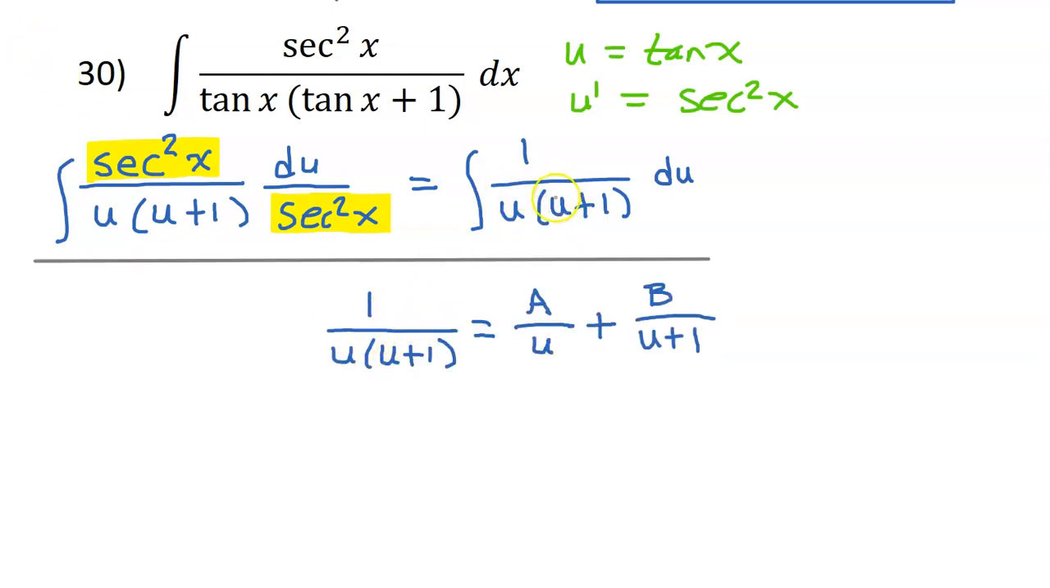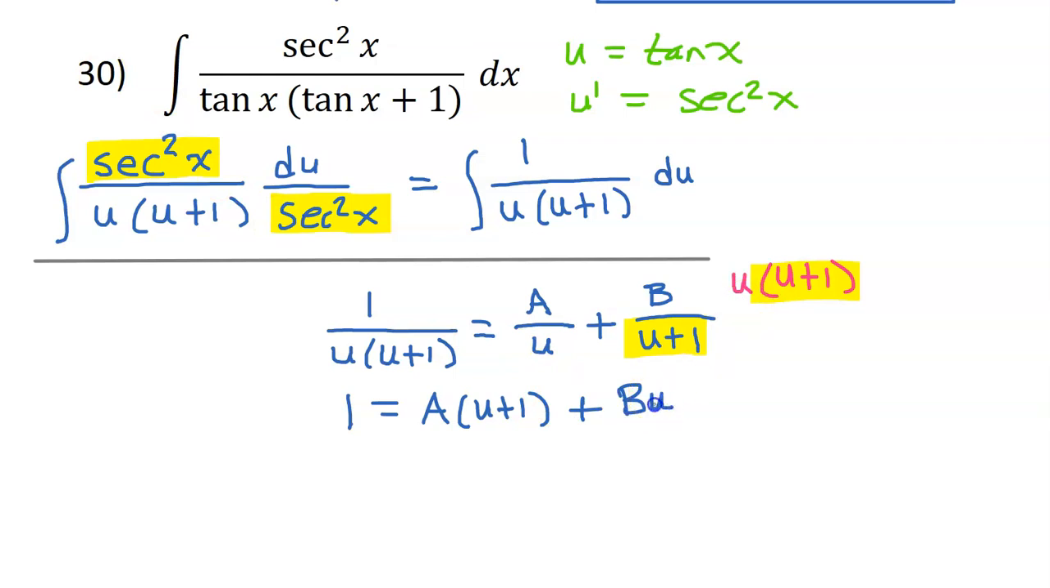We need to rewrite this integrand in the form a over u plus b over u plus 1. To accomplish this, we need to multiply both sides of the equation by the common denominator u times u plus 1. When we multiply on the left, the entire denominator cancels out, and we are left with 1. When we multiply the middle term by the common denominator, the u's cancel out, and we are left with a times u plus 1. When you multiply the second term times the common denominator, the u plus 1 cancels out, and you are left with b times u.